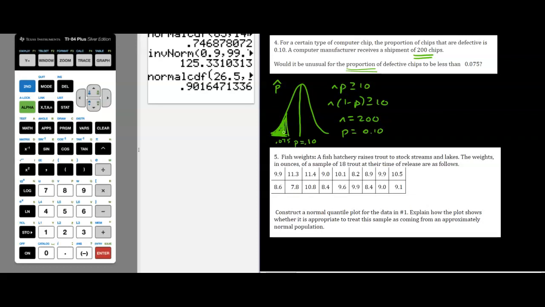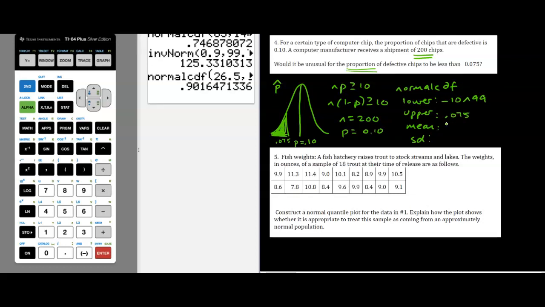And so this is back to an area or a probability problem, and so we know that we're going to use normal CDF. And when we use normal CDF, we always need our lower bound, our upper bound, and then our mean and our standard deviation. And in this example, the lower bound is, since it's going all the way to the left, going to be negative 10 raised to the 99th power. The upper bound is going to be 0.075.